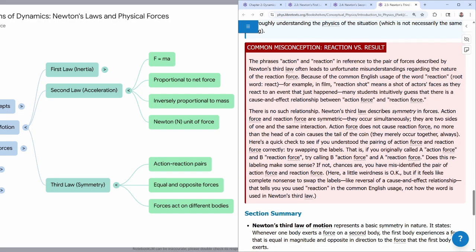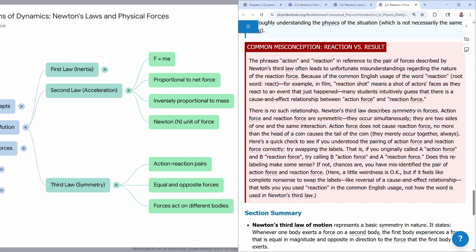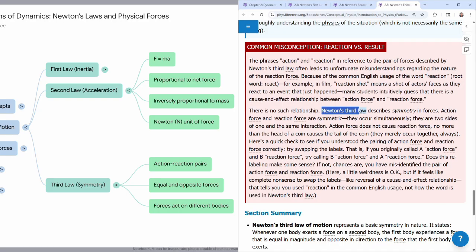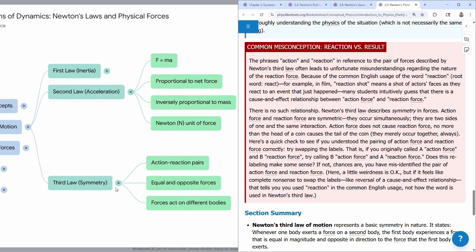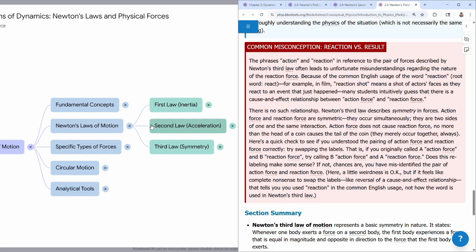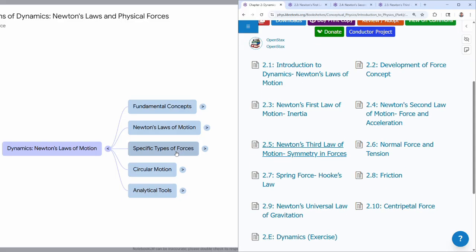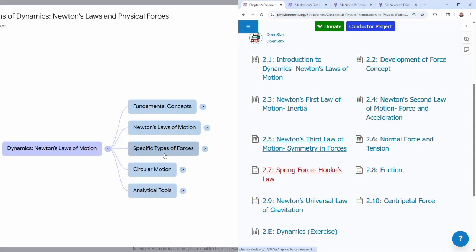What I will say is that the word reaction is a historical term. That's probably the only reason we are keeping it. Reaction does not mean result, does not mean effect. In fact, in the way it's used in Newton's third law, action and reaction are the same thing. They are interchangeable. That's what your textbook means by symmetry in forces. Okay, so those are Newton's three laws of motion. We'll talk about the specific types of force in the next lecture, so we'll cover that in part 2 of this chapter 2 overview.